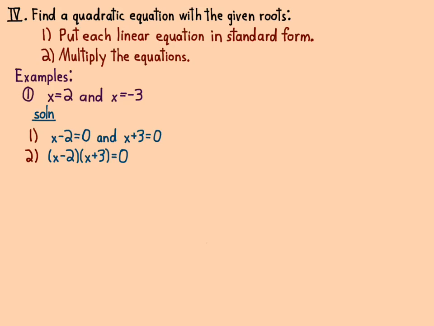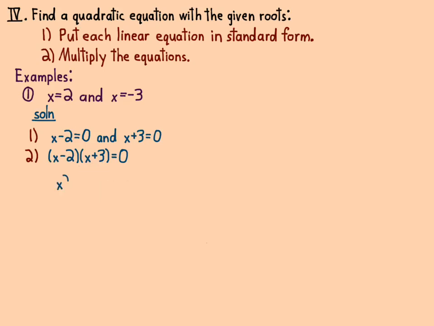You can check it. Just plug the 2 in. You obviously get 0, right? Take this 2, plug it in here, you get 0. Take the negative 3, plug it in here, you get 0, right? But they want you to multiply this out. So you just get what? You get x squared. Then you get the inside and the outside, the 2 x terms, right? So you get 3x minus 2x is x. So you'll get x squared plus x, and then minus 6 equals 0.